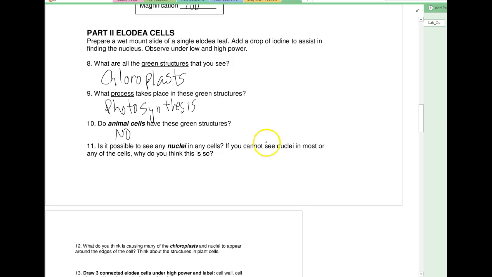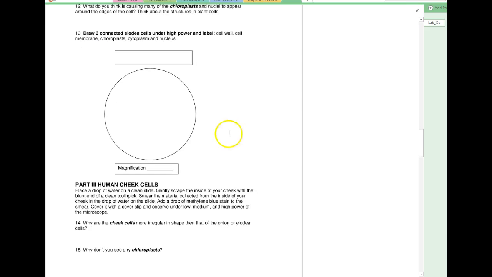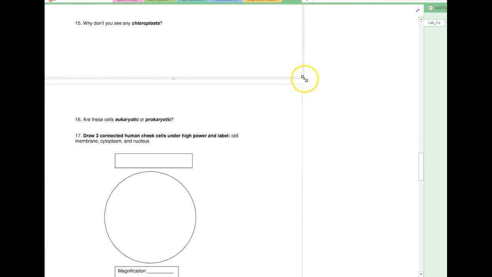Is it possible to see the nuclei? Well, if you added iodine, you could have. Is it possible to see the nuclei in the cells? Yes. If you cannot see the nuclei in most of these cells, why do you think this is so? What was probably blocking the nuclei? All those chloroplasts, right? There were lots of chloroplasts in the way, all that green stuff. Or if you didn't stain it well enough.